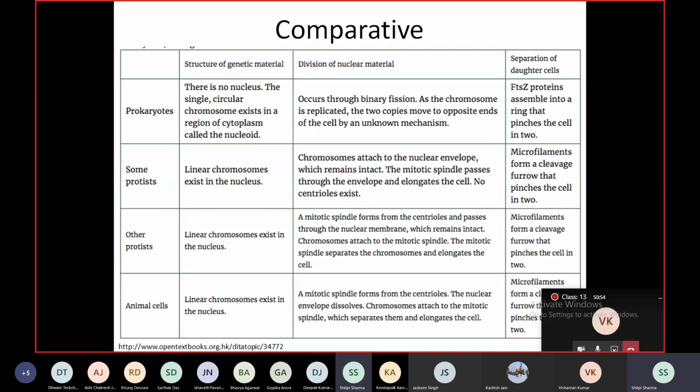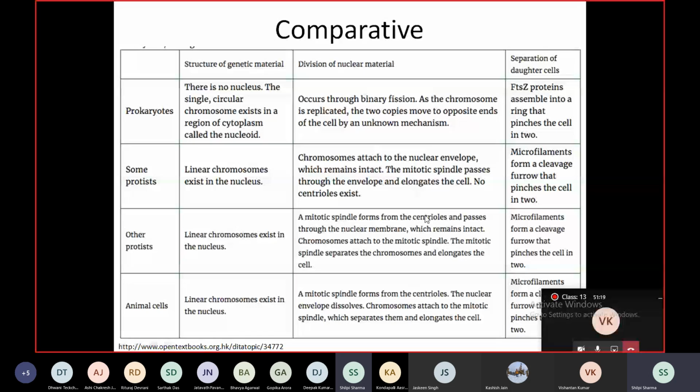Now here is just a comparative of the structure of the genetic material of prokaryotes together with some eukaryotes like protists and animal cells. Then how does the nuclear material divide? In prokaryotes it would be binary fission with DNA replicating and moving to the two ends, while in protists you will see that the chromosomes attach to the nuclear envelope and there is the formation of a mitotic spindle.